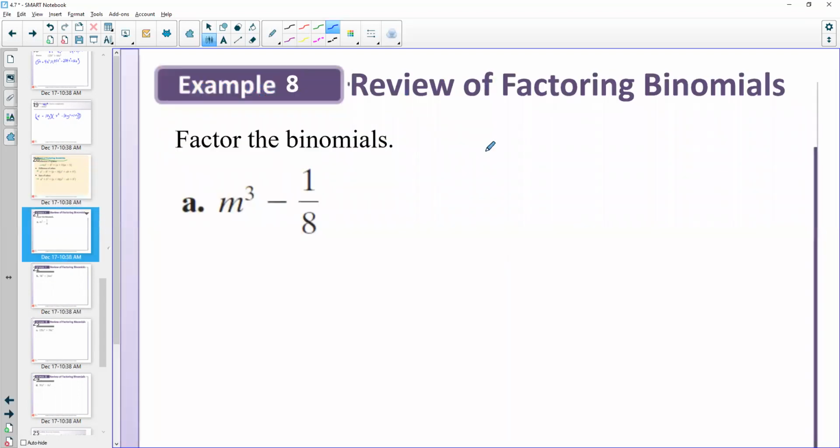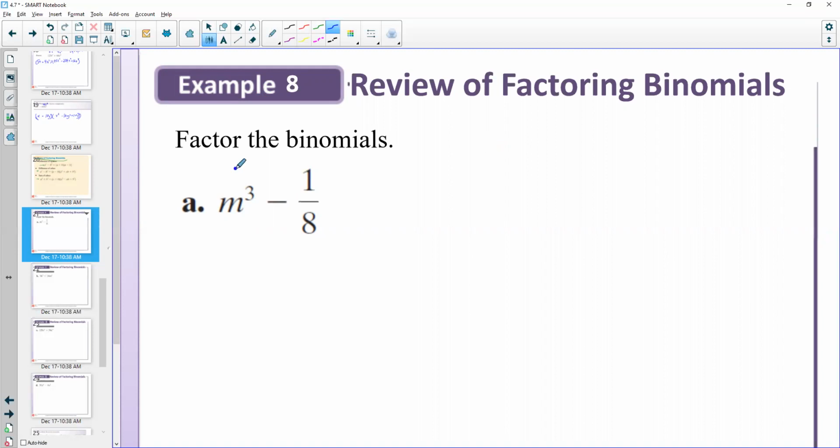All right, so now let's factor something a little more complicated. It's not so scary, it's okay. But let's think about what's happening here. Well, m cubed, let's think about what this is. Is it a difference of squares? No. What is it? It's a difference of cubes, right?